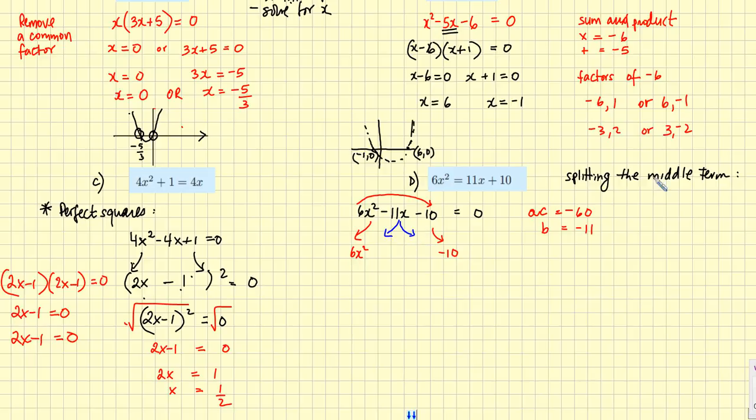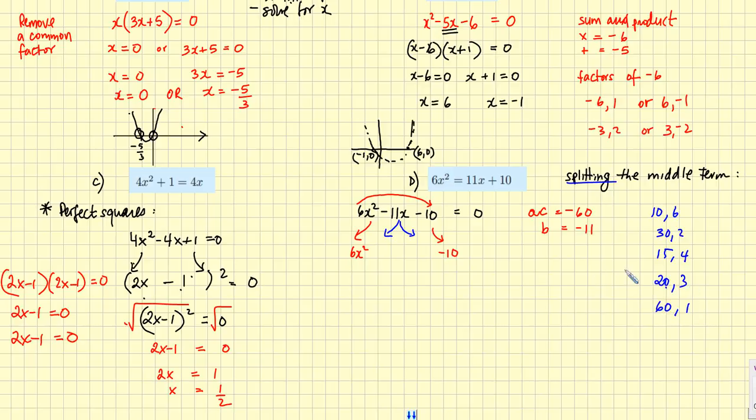I am going to split it, so that I'm going to take all my factors of 60, and there's quite a number of them. So the factors of 60 could be 10 and 6. They could be 30 and 2. It could be 15 and 4. It could be 20 and 3. Okay? It could be 60 and 1.